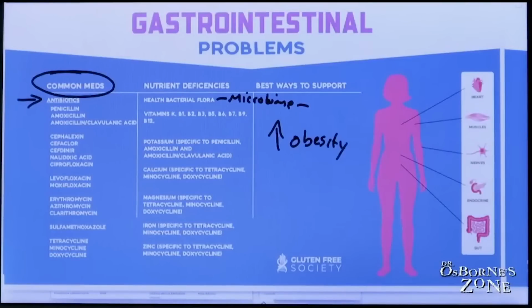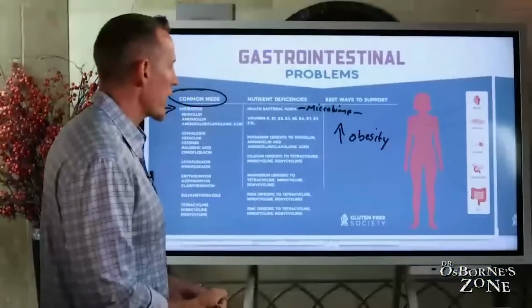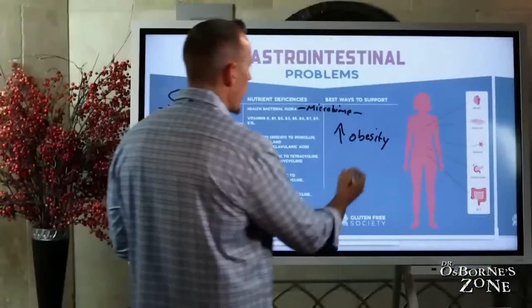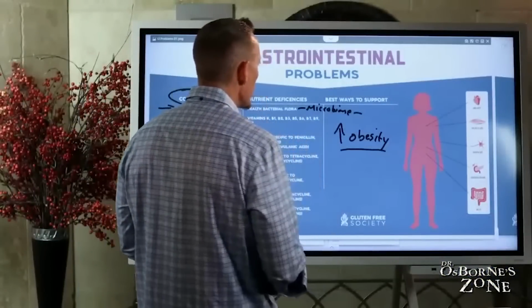We saw this originally in farm animals. So like on a farm, it's commonplace, if you want to make your cows fatter, give them antibiotics. They'll gain a lot of weight a lot faster. You'll be able to sell them for more money because they're fatter, they're heavier. But we know antibiotics can increase obesity.